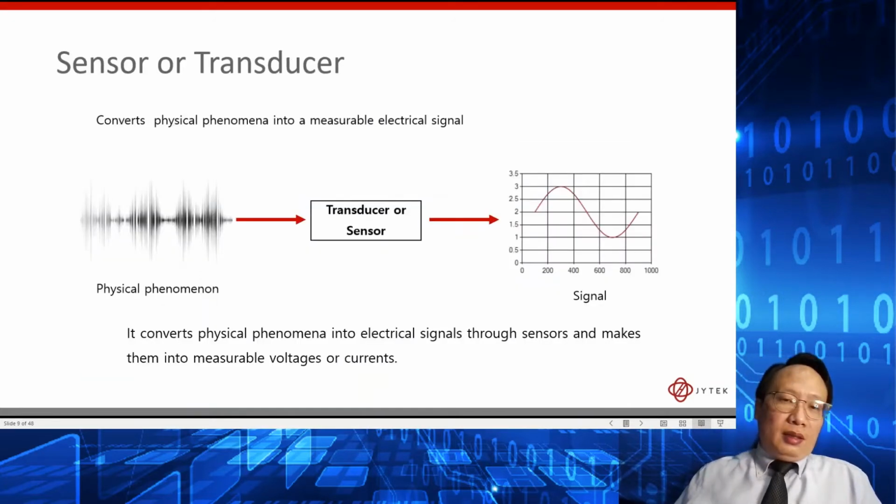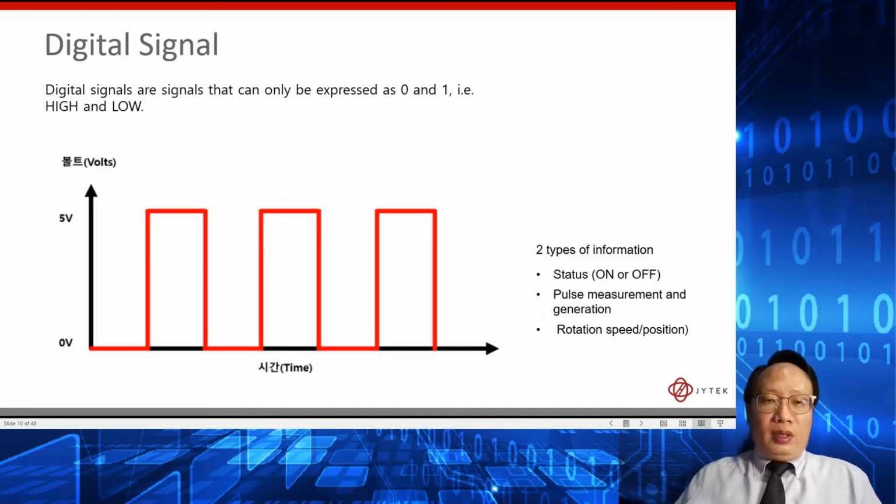Let's look at the sensor. So basically, a sensor or transducer converts physical phenomena such as temperature, strain, force, vibration, and sound into an electrical signal in the form of voltage, current, or resistance.